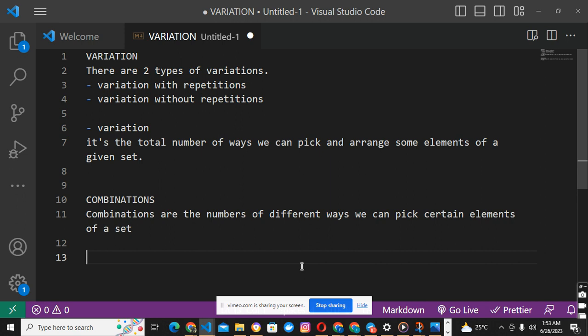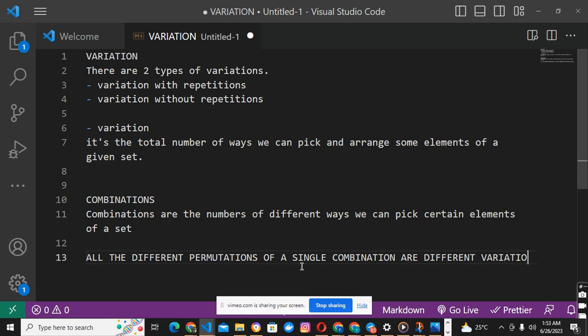You may write them out. If I say all the different permutations of a single combination are what? Different variations. What does that mean? Let me write it out. All the different permutations of a single combination are different variations.